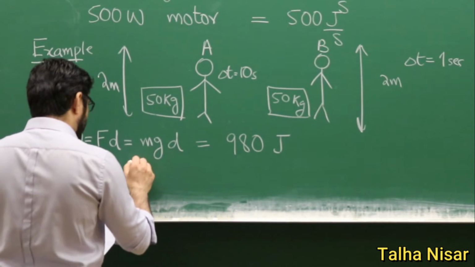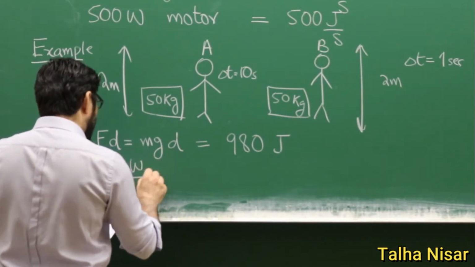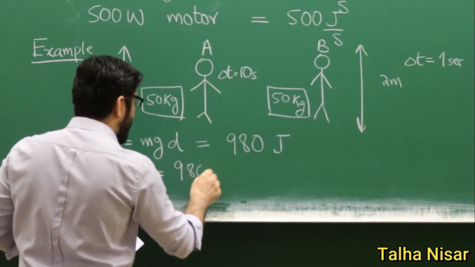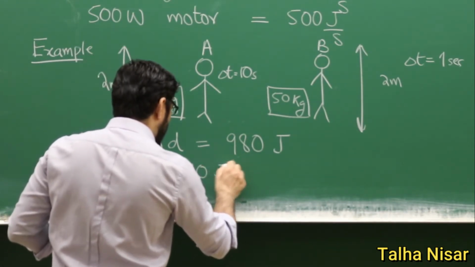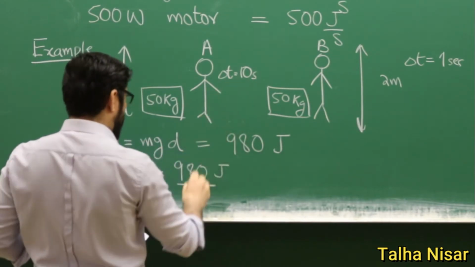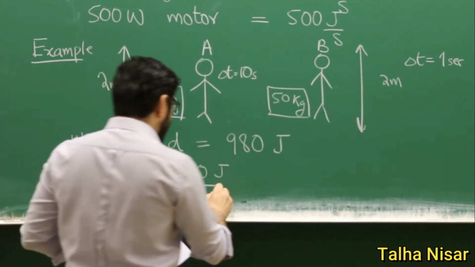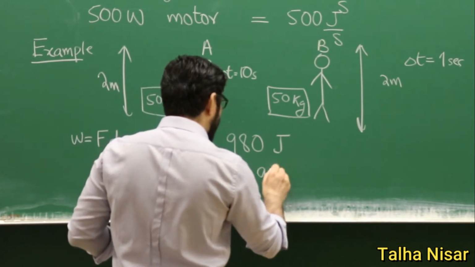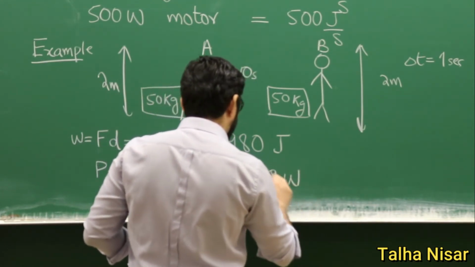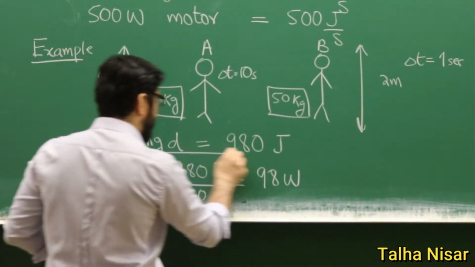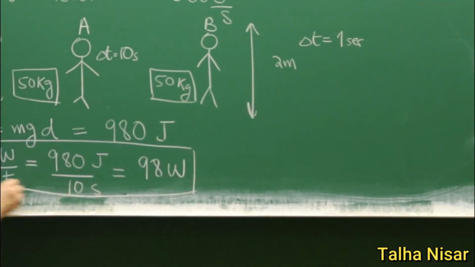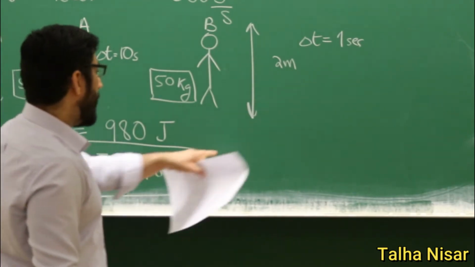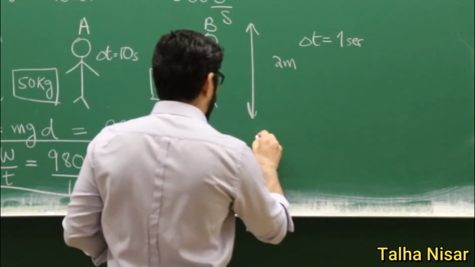So we have the work done per unit time. So we have the 980 joule per unit time, and the time here is 10 seconds. So we can say that it is 98 watt. So this person has 98 watt power, and now we will calculate the same thing for the other one.